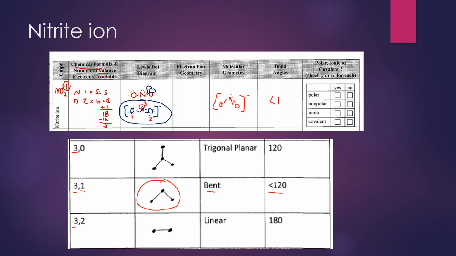So what's the difference between the molecular geometry and the electron pair geometry? Well, the only difference is you're going to draw it bent again, but this time you're going to draw a line and then the lone pair. So that's the only difference.